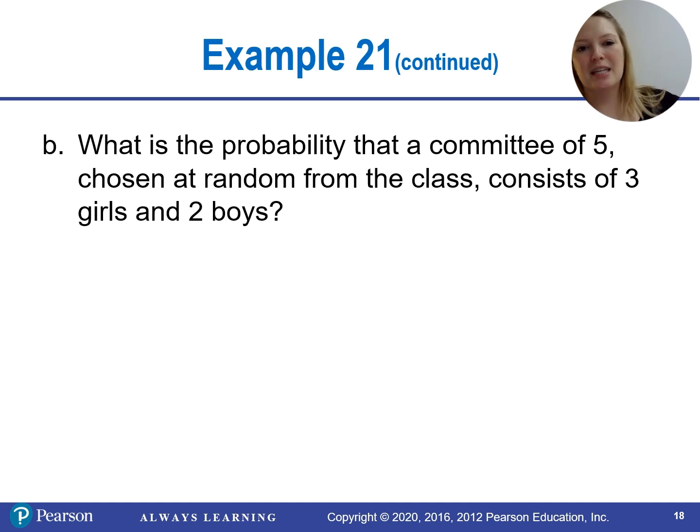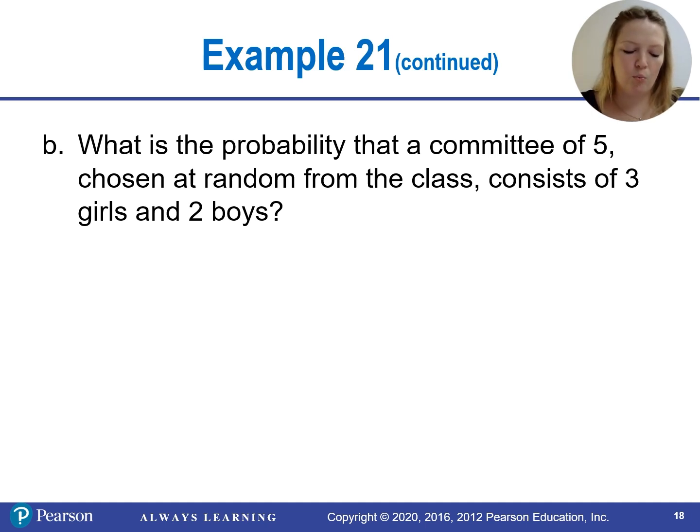So we could turn this into a probability question. Instead of just asking how many ways there are to make a committee of 5 students, 3 of which are girls and 2 are boys, we might ask, what's the probability that a committee of 5 chosen at random from this class consists of 3 girls and 2 boys?